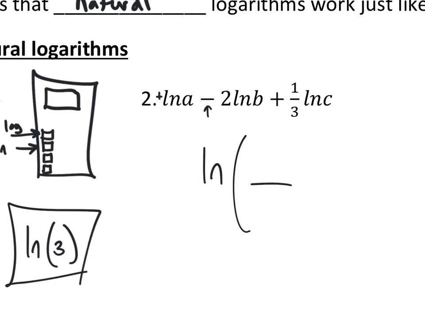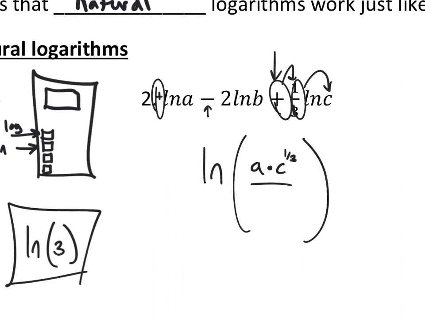A is with a positive sign. It's invisible, but that means that A is going to go up top. This is also with a plus, so this 1/3, which will become the exponent on C, due to this plus sign, is going to be multiplication up top with the A. So this would be C to the 1/3 power. Now this 2 can go with the B, but due to this subtraction sign, it will go in the denominator.